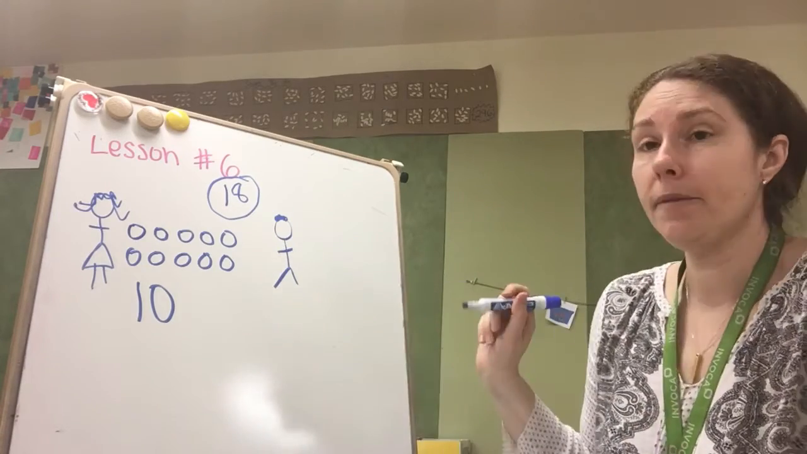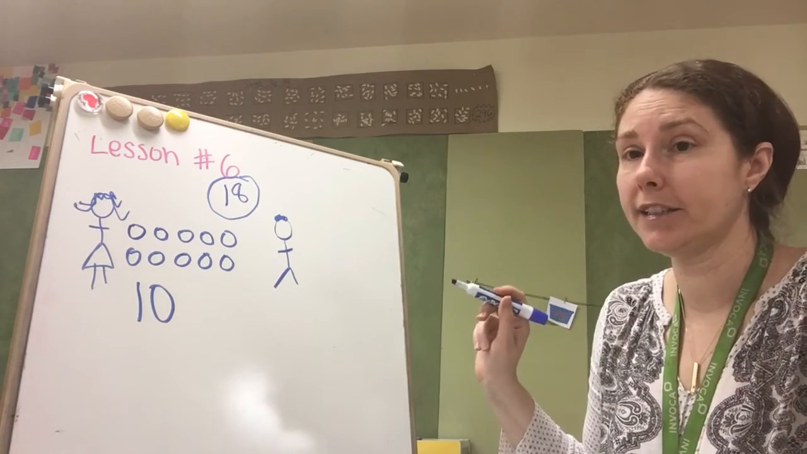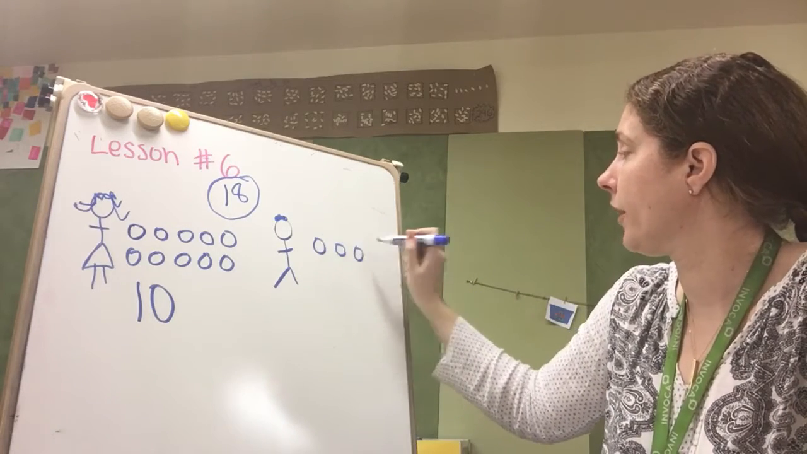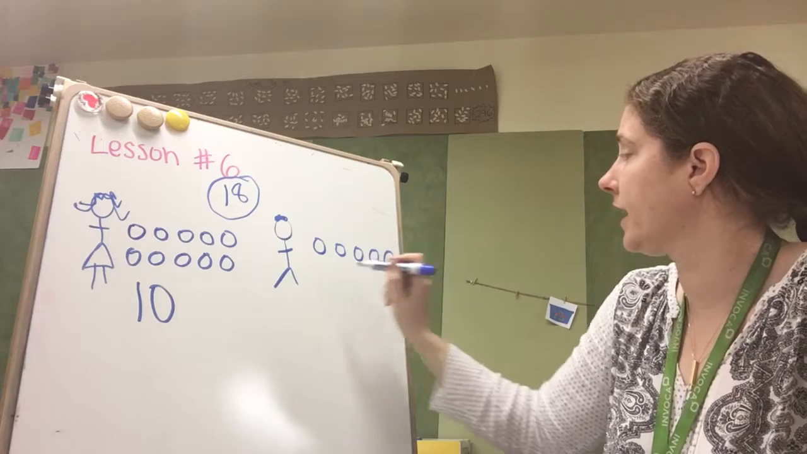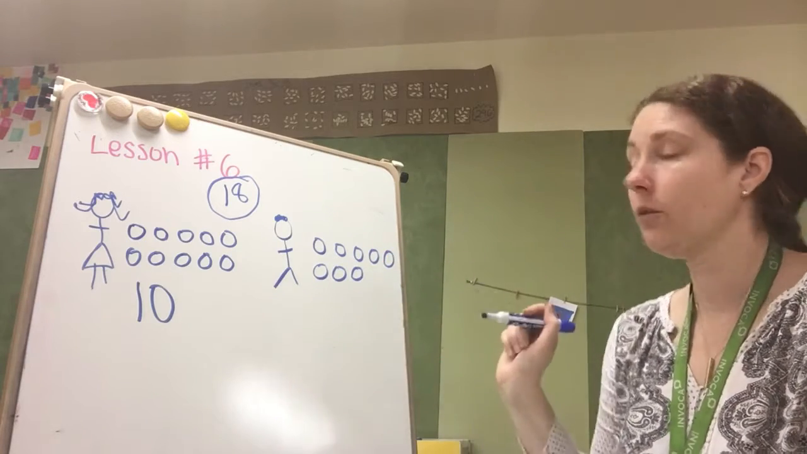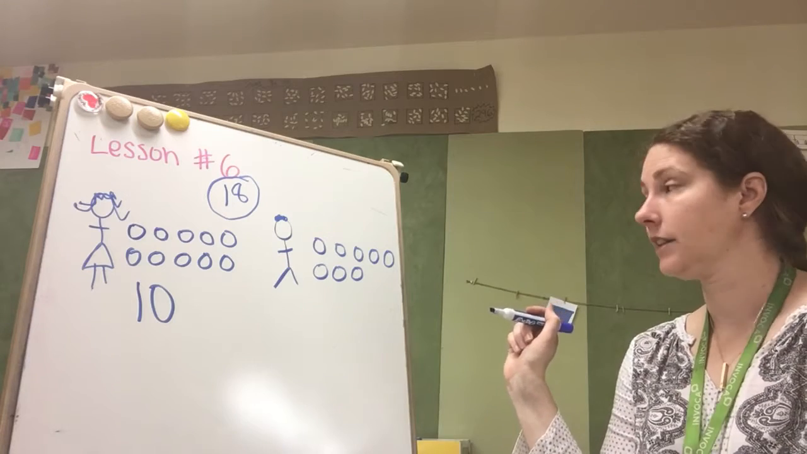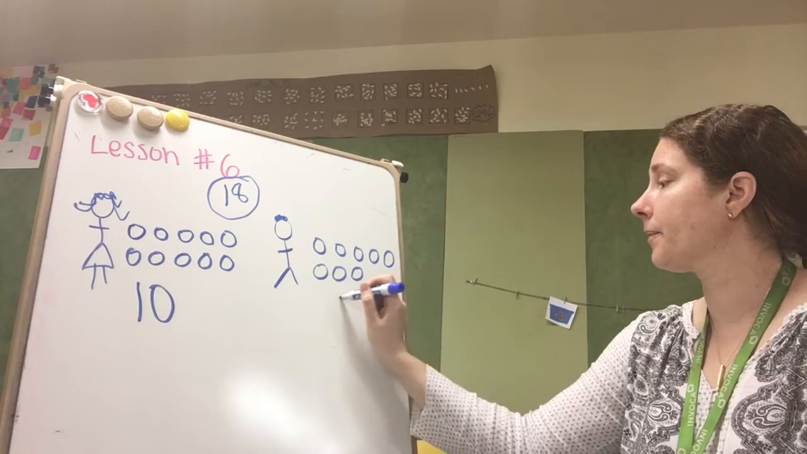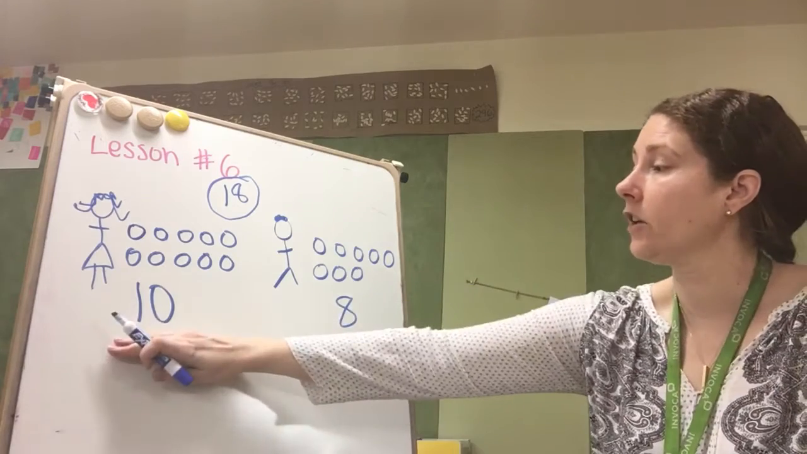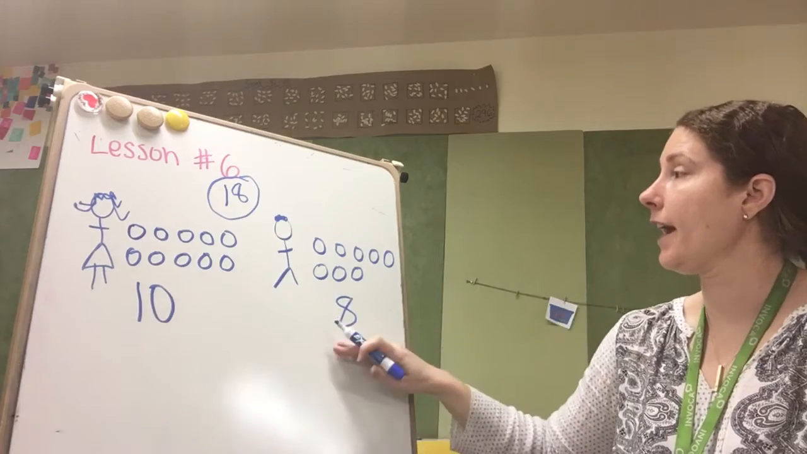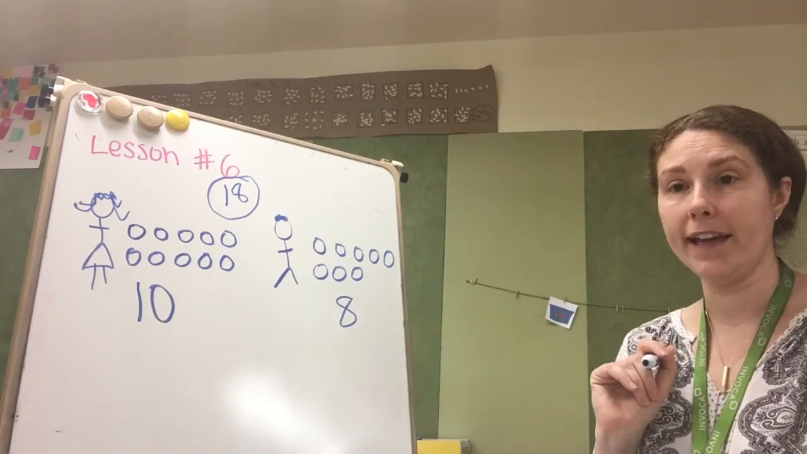So 10, I can shortcut it because I already did 10 girls. 10, 11, 12, 13, 14, 15, 16, 17, 18. So if you don't know what that is, let's count it. 5, 6, 7, 8. 10 girls, 8 boys. So 10 and 8 must equal 18.